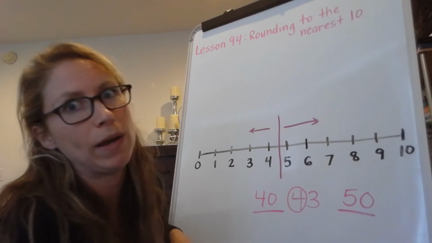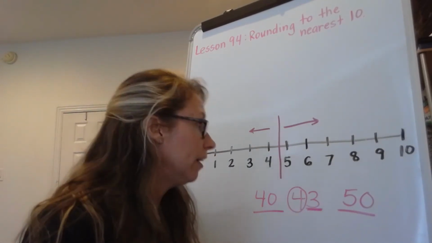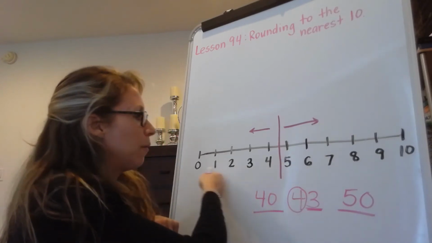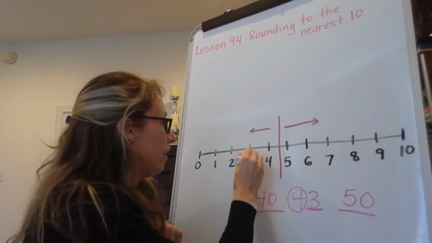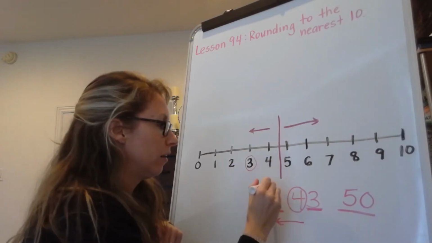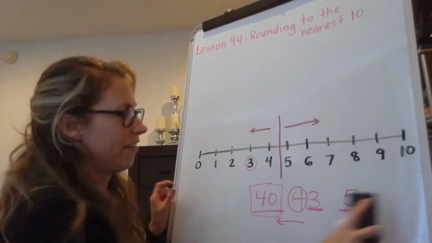Okay, now which way does it round? This is when we have to look at the ones column. If it ends in a 3, that means we round back. It's closer to 40. So 43 rounds back to 40. Good. Let's try another.